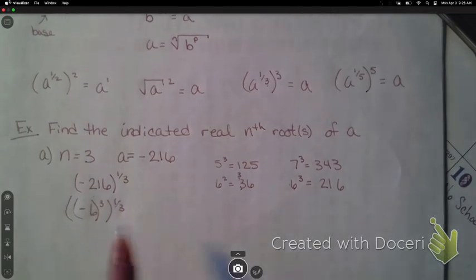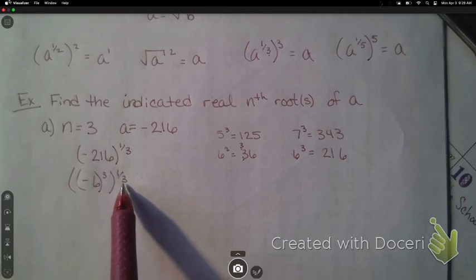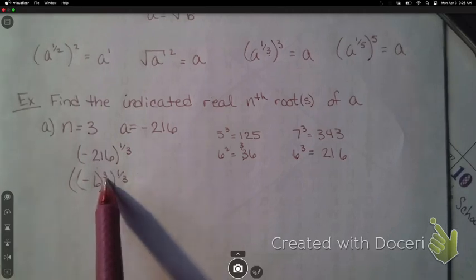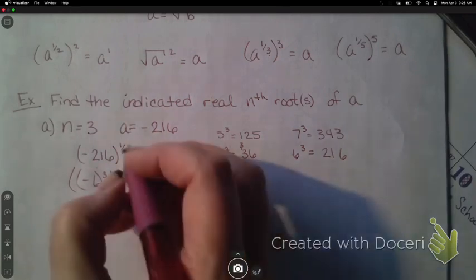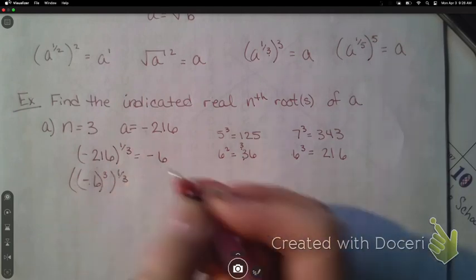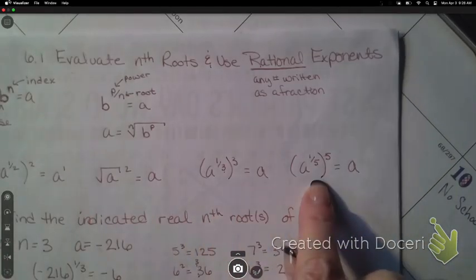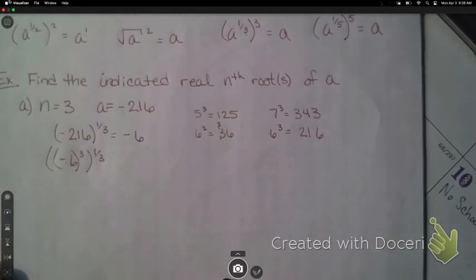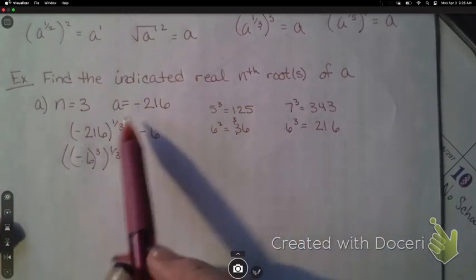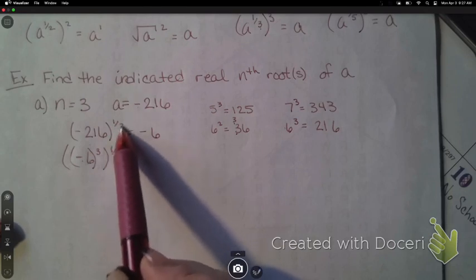So now I have negative 6 cubed to the 1/3. Well, what's a third of 3? 1. So my answer is just what? Negative 6 to the first, so negative 6. Just like we did up here, isn't it? So when we have those to evaluate, do we want to get it down to whatever root it says? Yeah.